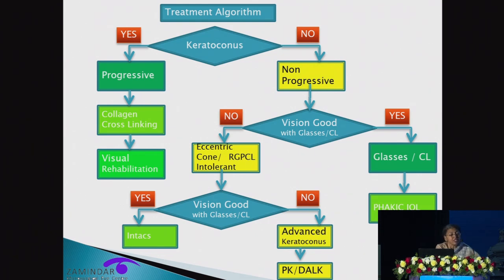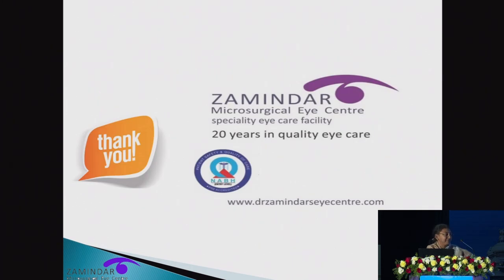If the patient is intolerant and there's an eccentric cone and there is progression and they're intolerant towards RGPs, we can treat them with Intacs. Or if the cone progresses so much, there's an advanced keratoconus, finally they'll end up with PK and DALK. The main clincher here is PK is done when there is Descemet's level scarring due to hydrops, and DALK is done in other cases where there's no scarring. Thank you.